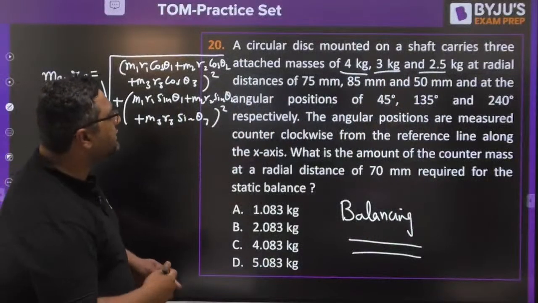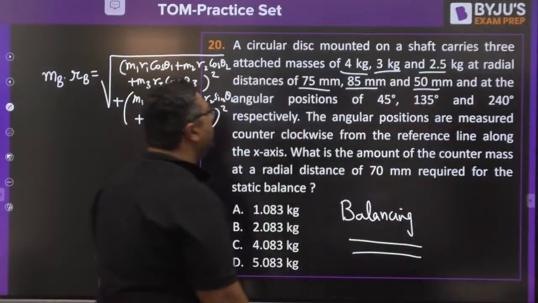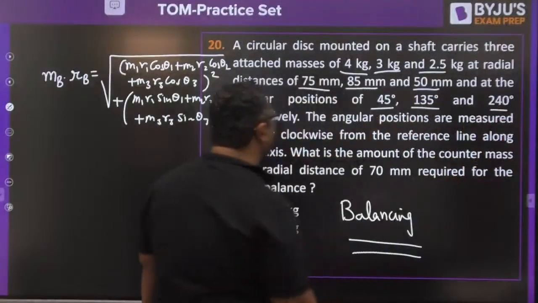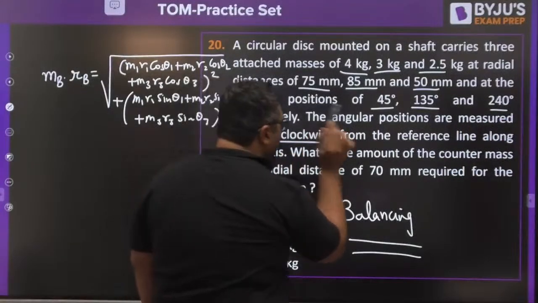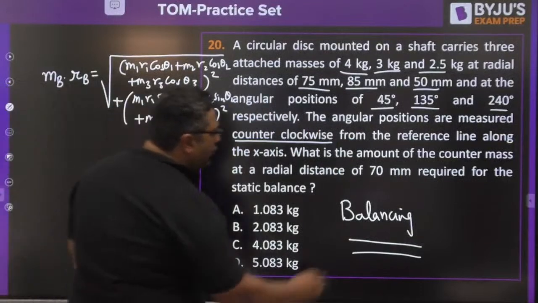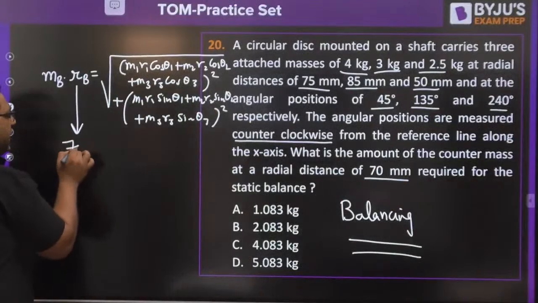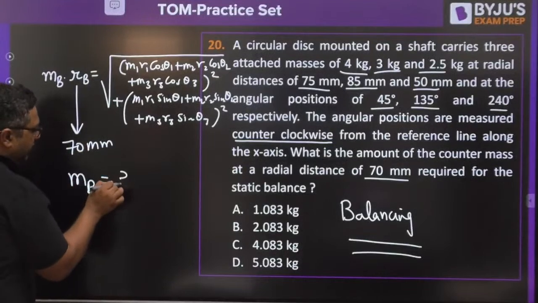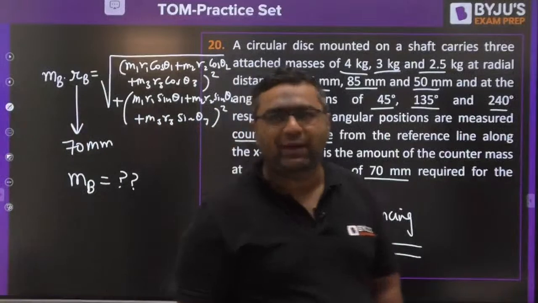And all the things are given to you as 4 kg, 3 kg and 2.5 kg. So these are the masses given. Distances are given as 75, 85 and 50. And the angular positions are given as 45, 135 and 240, measured counterclockwise from the reference line along the x-axis. What is the amount of counter mass? RB is given as 70 mm. You need to find out MB. All other things are given to you. This type of question was already asked in GATE 2005, my dear.